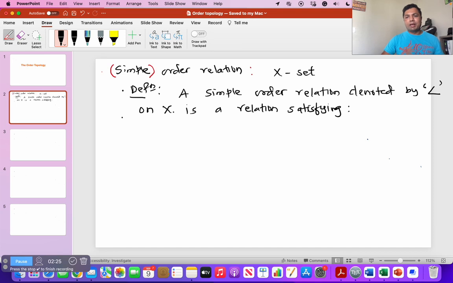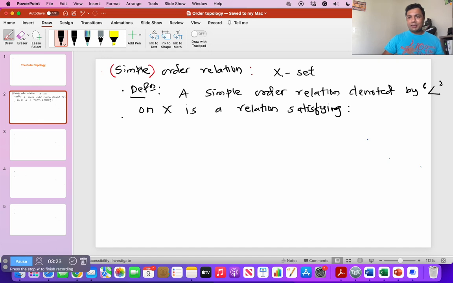We are not specifying that this symbol is the strictly less than symbol in the set of real numbers. We are all very familiar with the strictly less than symbol on the set of real numbers, but we are not specifying that this symbol is that one. In fact, strictly less than on the set of real numbers is an example of a simple order relation. We will see it later, but we are using this symbol just to denote the simple order relation on the given set X.